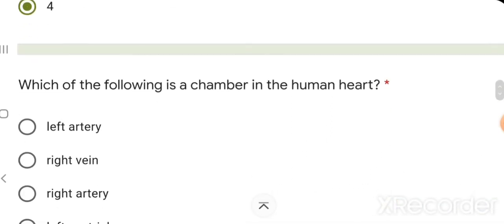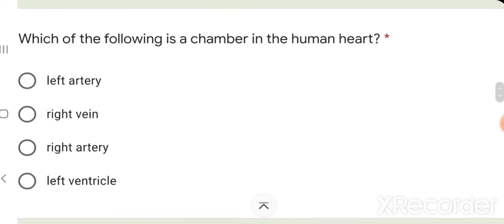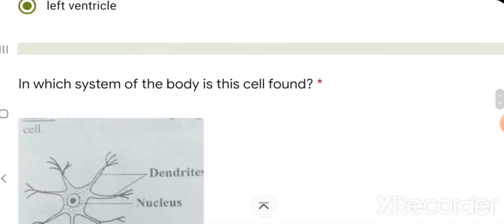Next question. Which of the following is a chamber in the human heart? Is it the left artery, the right vein, right artery, or the left ventricle? It is the left ventricle.